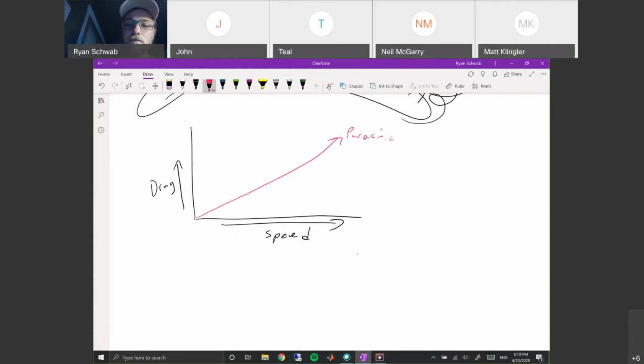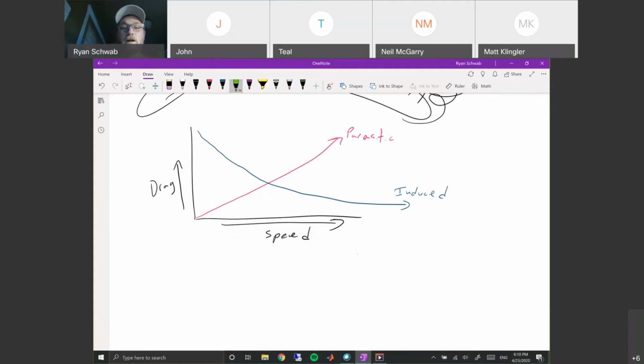Parasitic. Cool. And then our induced drag we'll draw in blue here. And that's actually going to do the opposite thing, and it's not linear. This is induced. In other words, as we're flying faster, we see less of an effect from induced drag, but we see a larger effect from parasitic drag.